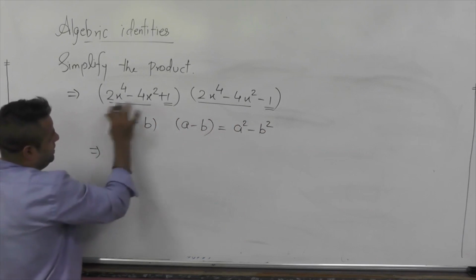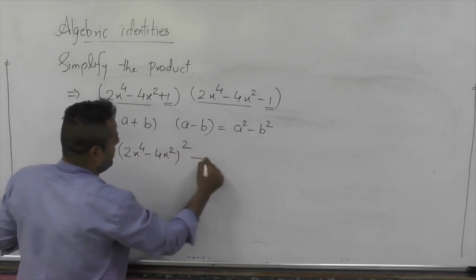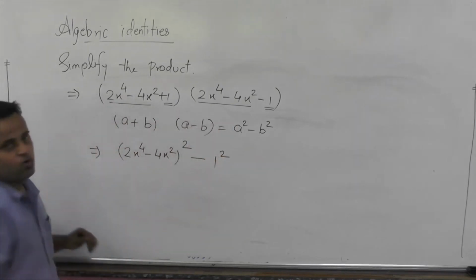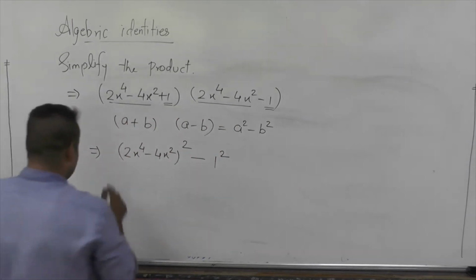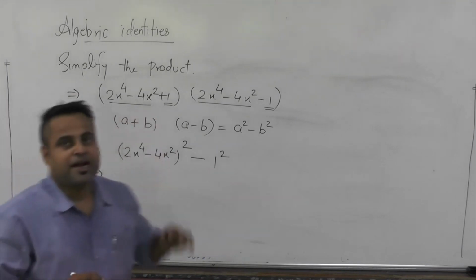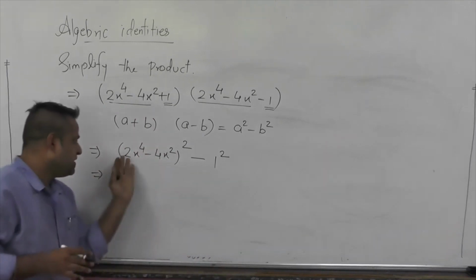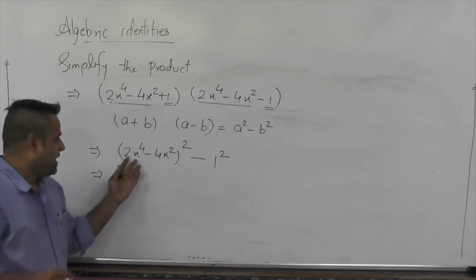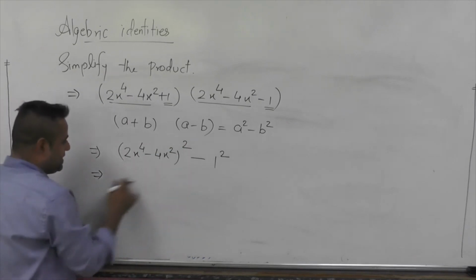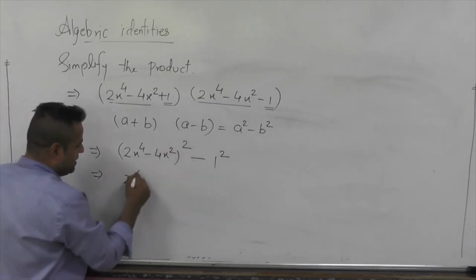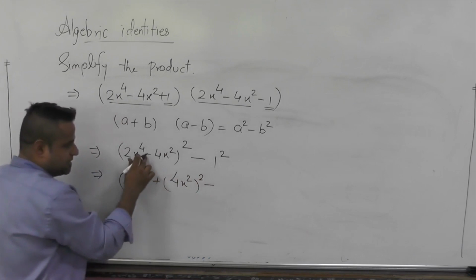So what should we do here? We can square the first term, which is 2x to the power 4 minus 4x square whole square minus 1 square. Because we assume this whole term as one term combinedly, that's why we are squaring it alone. Now, after applying one identity, you should apply another identity if it is applicable here. As you can see, there are two terms in this whole term and it is having a whole square. We can open the bracket by applying the identity. Now we are applying identity here as A minus B whole square. It will be A square plus B square minus 2AB because minus in between them.